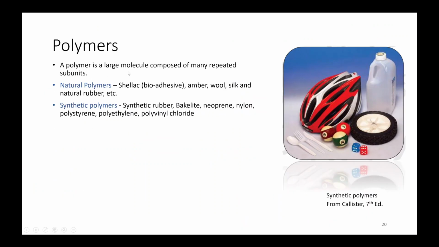Polymers are another class. These are just large molecules composed of many repeated subunits. These are organic in nature, so there will be carbon, hydrogen, nitrogen, sulfur, all these elements present in these. So one is natural polymers. In this case, for example, shellac, amber, wool, silk and natural rubber are found naturally. In case of synthetic, there is synthetic rubber, bakelite, neoprene, nylon, polystyrene, polyethylene, PVC, these are synthetic.